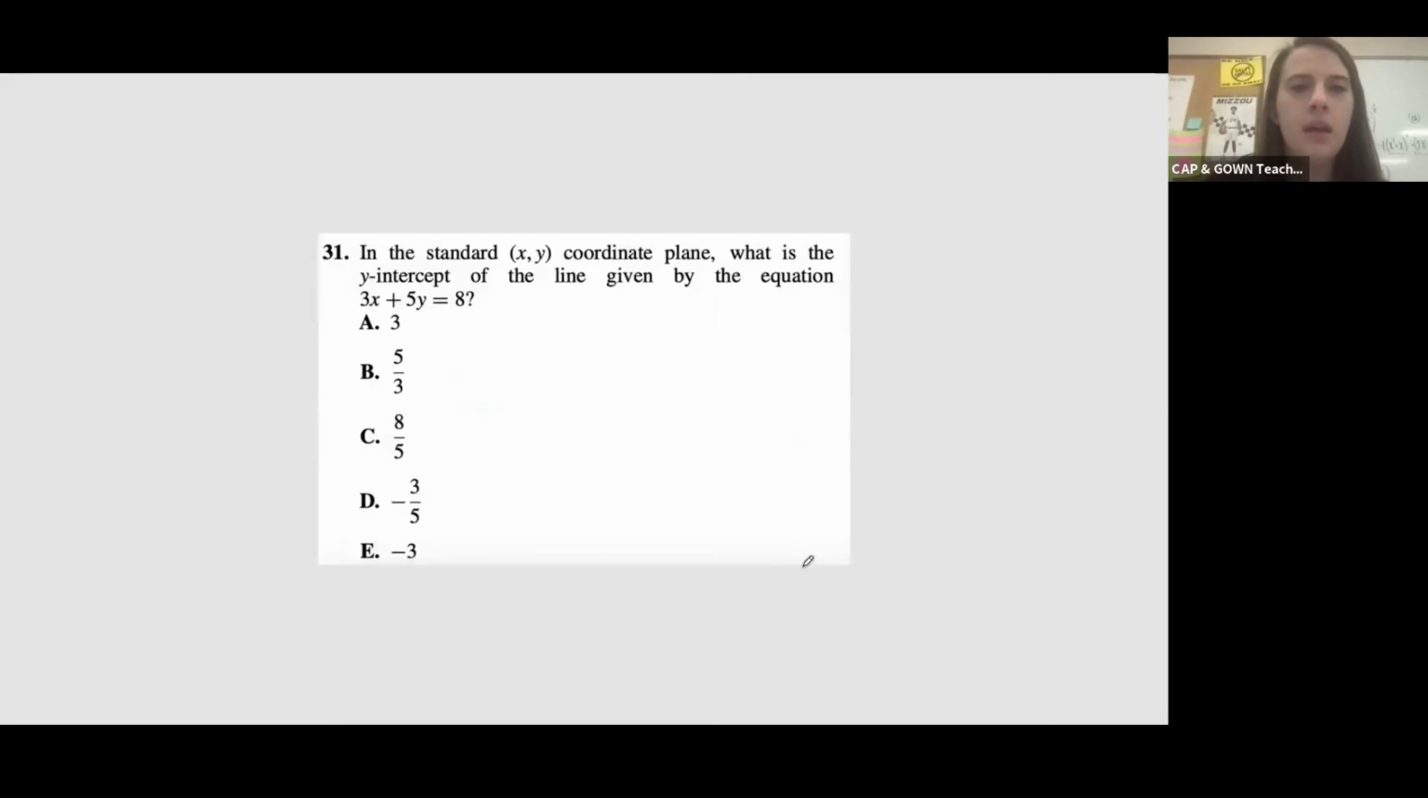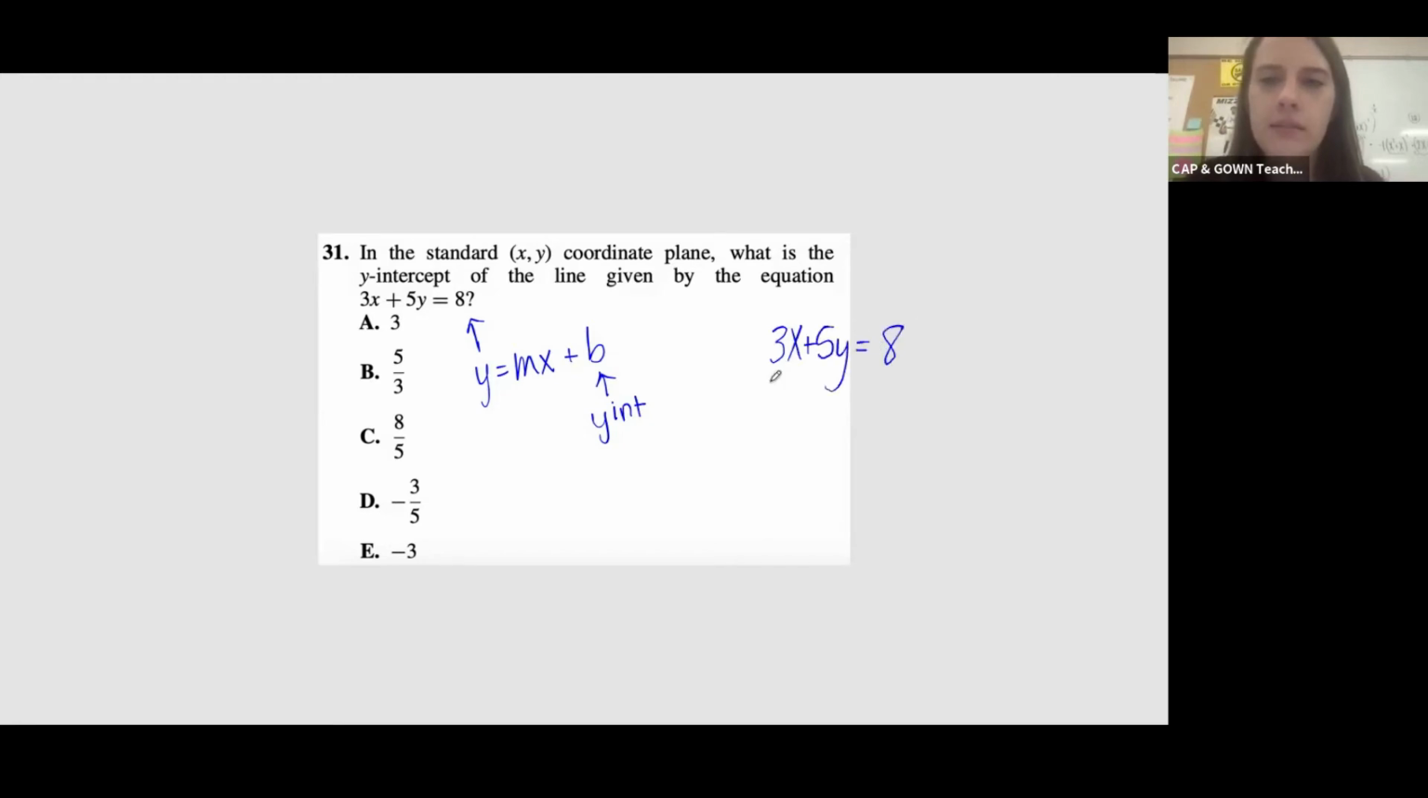Okay. In the standard XY coordinate plane, what is the y-intercept of the line given by the equation 3x plus 5y equals 8? Same thing as we saw earlier, we're going to put this in that slope intercept form. And remember that B represents that y-intercept. So we have 3x plus 5y equals 8. I'm going to subtract 3x. 5y equals -3x plus 8.